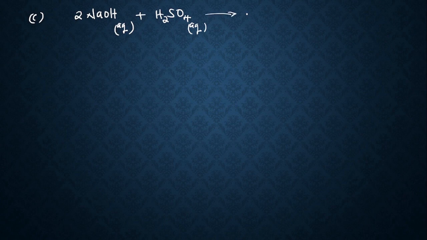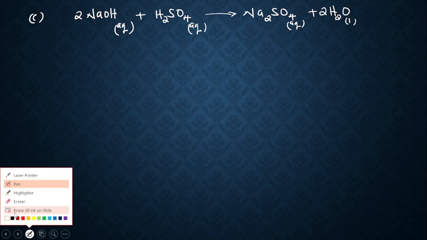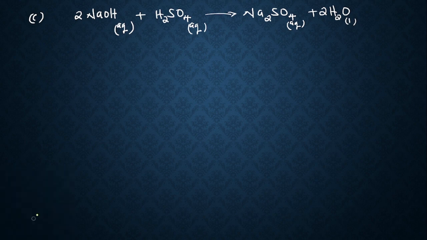So we shall say that this is the equation. I've got 2 sodium hydroxide plus sulfuric acid, this is giving us sodium sulfate plus water. So the mole ratio there is 2 moles against 1 mole.